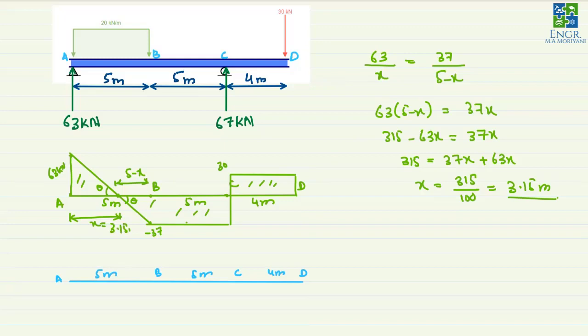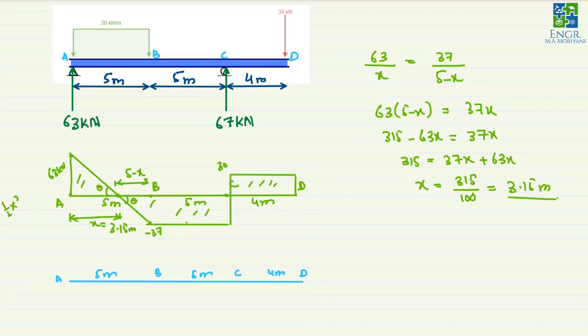3.15. So this should be 3.15 meters. Now we have to find out the bending moment for this case. For that, we know that the area under the curve of the shear force diagram represents the change of the bending moment between these two points. The area under the curve of the shear force diagram for this region is half into base into altitude, because this is a triangular section.